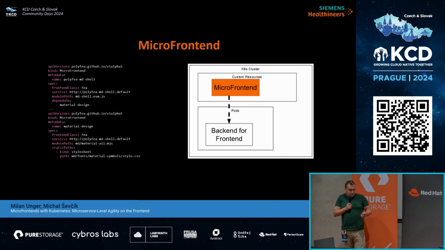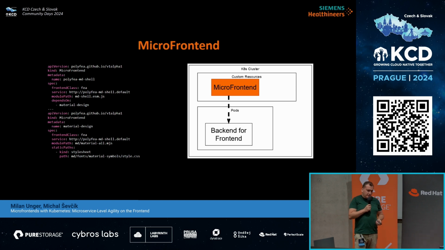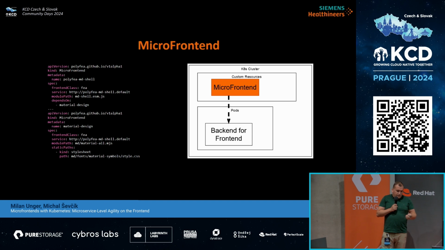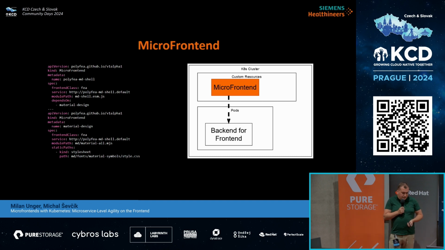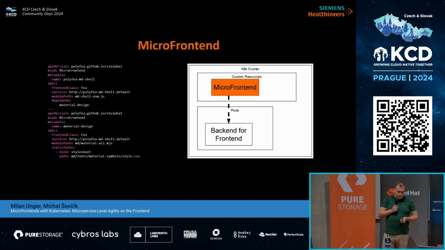Then we have the Microfrontend. Here you basically just reference the backend that will serve the individual bundles and the web components in them. So if you have a look at the example, we have some reference for Microfrontend called Polyphia MD shell, which stands for Material Design Shell. You can see that for this Microfrontend, we want it to belong to this FEA frontend class. So there is sort of grouping, right? So if you request the base URL of FEA, then it will only load the Microfrontend of that class.